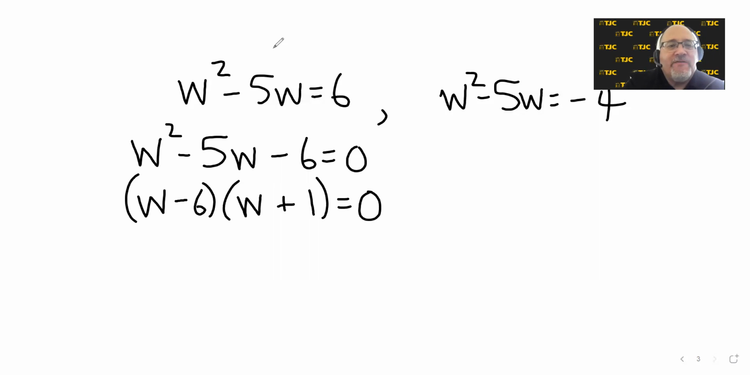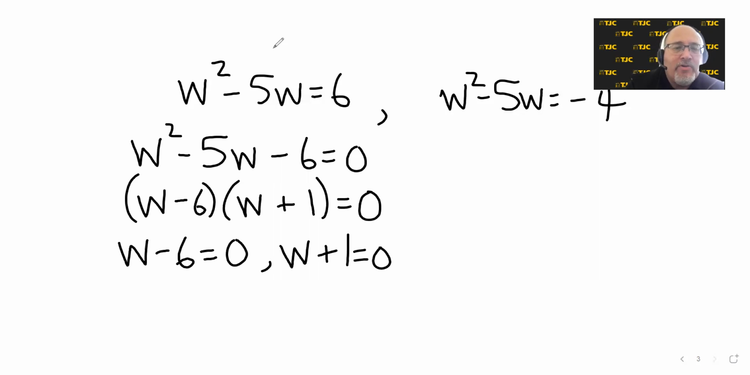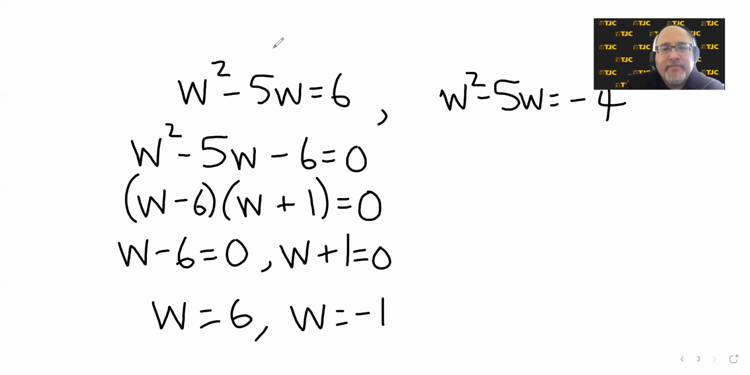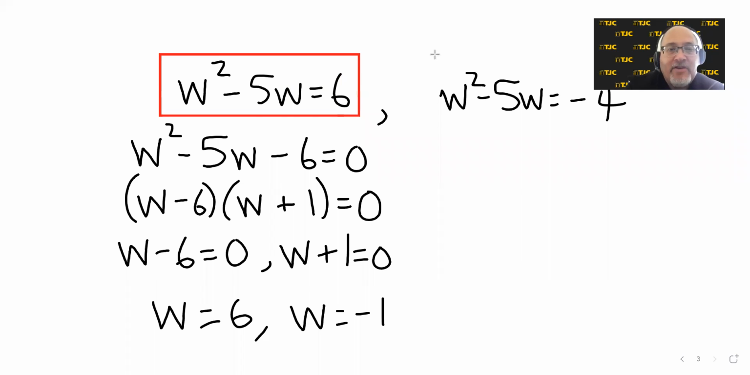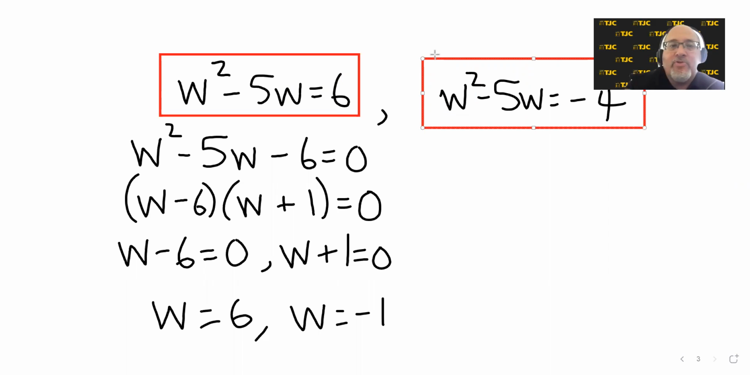Now that our equation is factored on the left and equal to 0 on the right, we can split it by writing each factor equal to 0. w − 6 = 0 and w + 1 = 0. And solving those gives us w = 6 and w = −1. But we're not done, because that was only one of the two equations. We just solved w² − 5w = 6. We still have to solve w² − 5w = −4. But we'd solve it the same way.